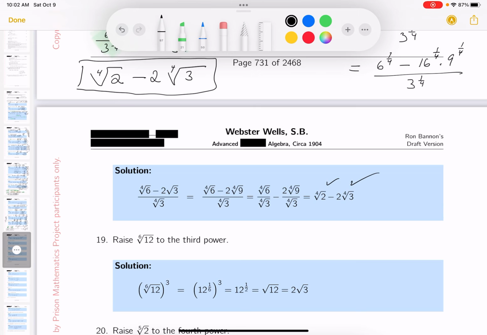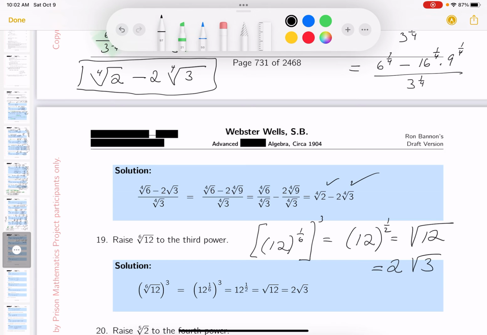Okay? This one says raise this to the 3rd power. I'll put that down for you. So you can get 12 to the 1/6, and they say raise to the 3rd power. I'll be careful. What do you get? Well, let's see. 3 times 1/6 would be 1/2. So really what is it? It's just the square root of 12. Immediately what do I see? A perfect square is contained in the 12, which is 4. The square root of 4 is 2, and we're left with a 3. So the root of 3. So 2 root 3. All right, let's keep going.